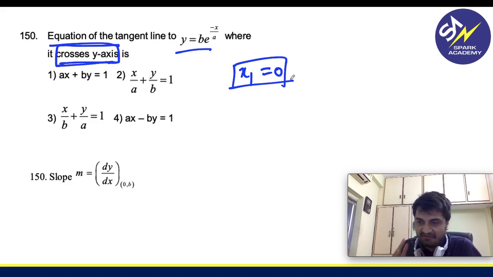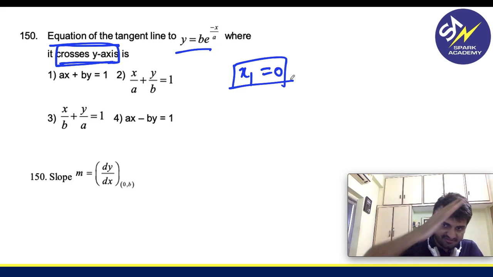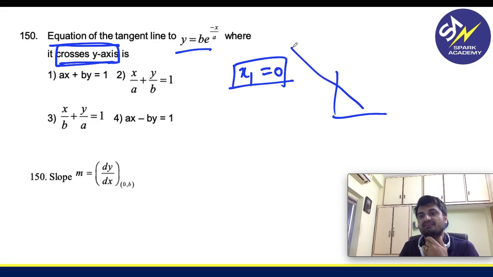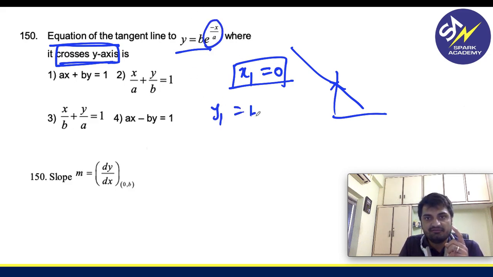Okay? Crosses y-axis means what? It is touching and crossing basically. So if it touches the y-axis, you know x1 is 0, right? Crosses y-axis means it's like this. So it crosses like this, or in other words, it's touching basically. So x1 is 0 means what? What will be y1? This part is 0, so this whole part is 1. y1 will be b.